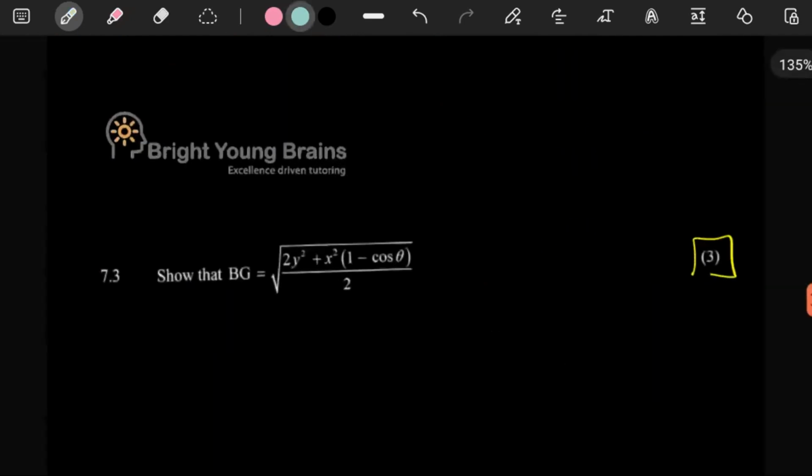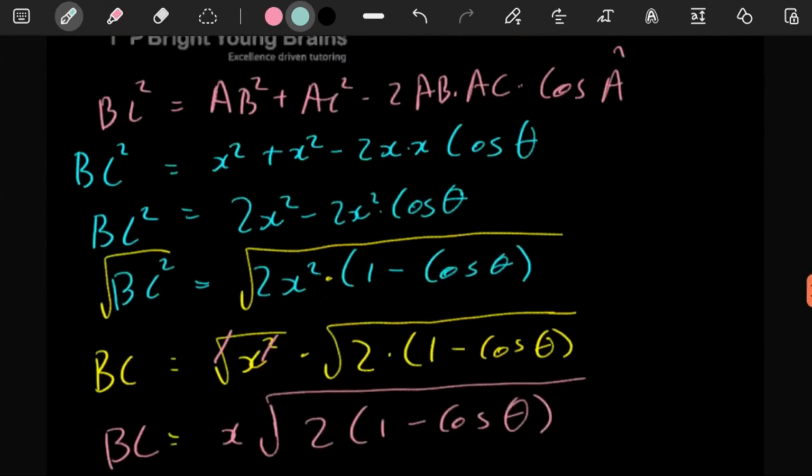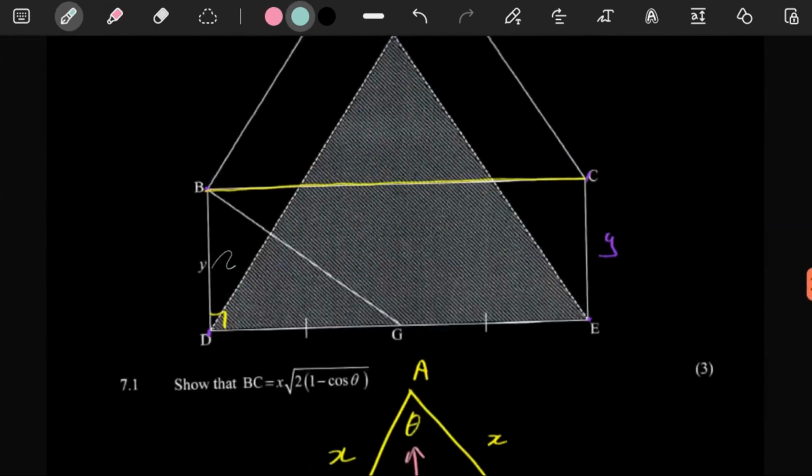For 3 marks here, it says show that BG is equal to this whole thing here. So the same way we worked out BC is how we want to work out BG. Don't focus too much on BG, otherwise you're not going to have a good life.